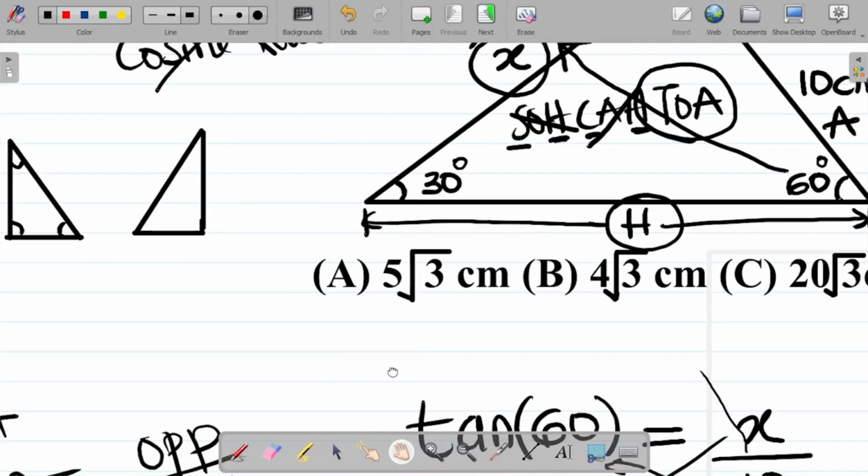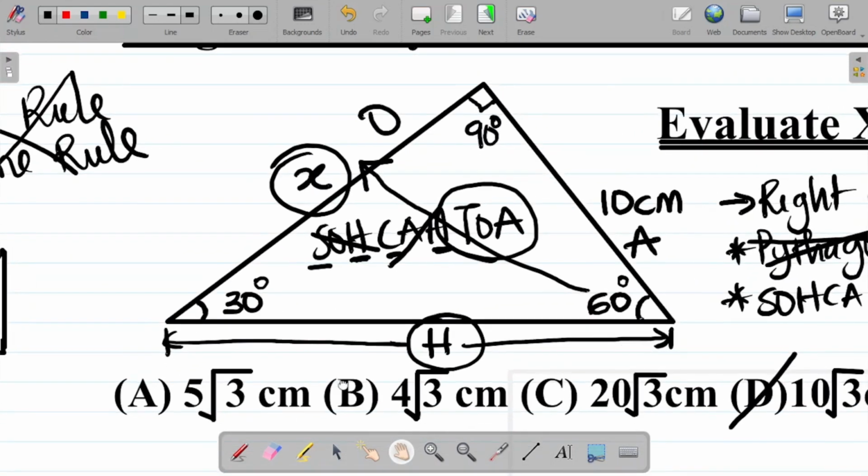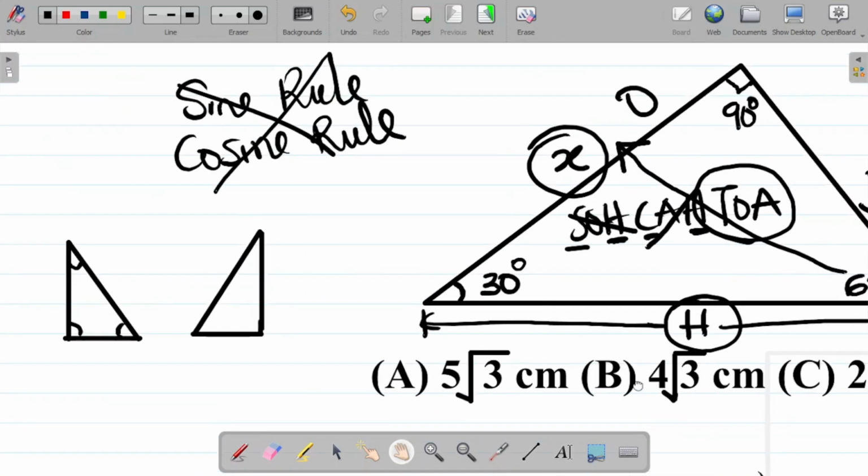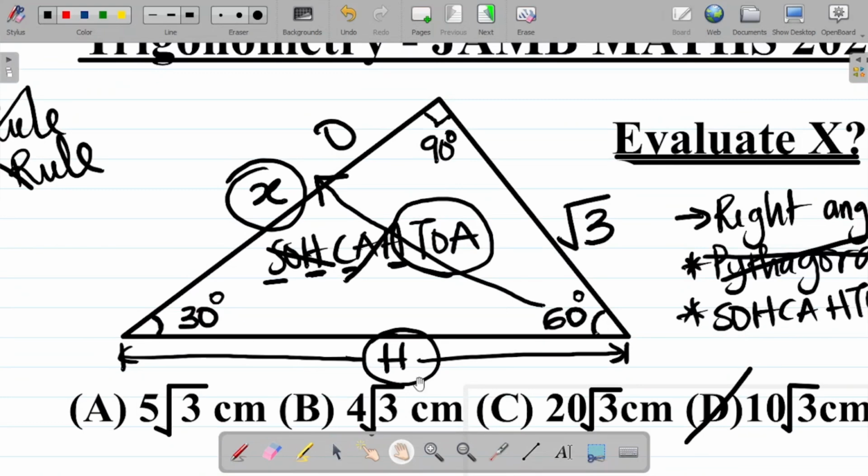Before then, let me leave you a task. What if we change this value from 10 to, let's say, root 3, for instance? This value here is root 3. Now, your task is to get the value of x. So the same triangle there. This triangle is a bit messy, but it's the same triangle we had earlier; just change this value here to root 3 instead of 10. Everything remains the same. So can you solve it, simplify your answer to the simplest form, and leave your answer in the comment section, and I will tell you if you're correct or not.